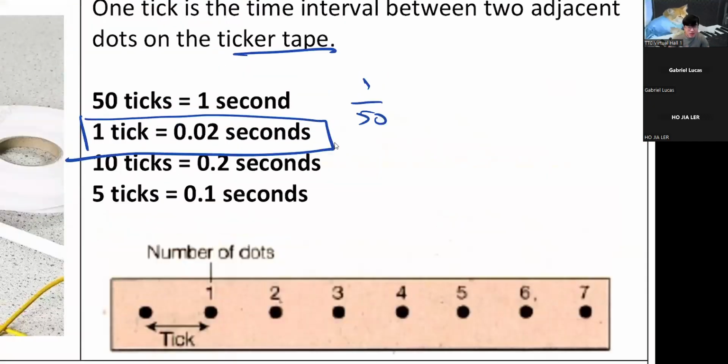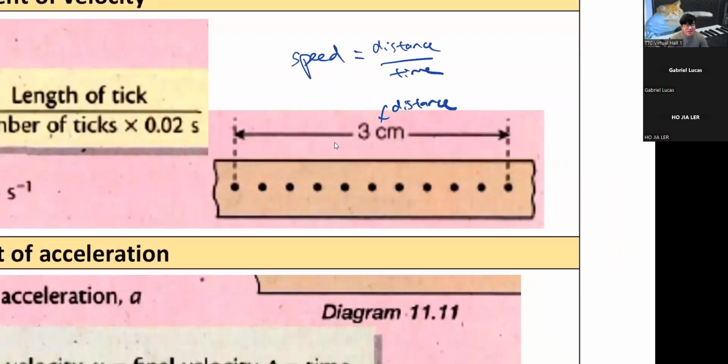We know from up there that every dot, every tick is 0.02 seconds. So just by counting how many dots, that's how many seconds it is. Guys, pay attention here. When you're counting the dots, please write this down. Do not count the first dot. Why? When we count time, we don't count the starting point.